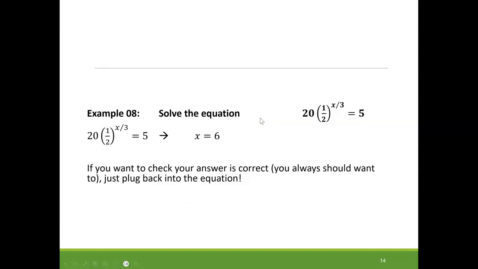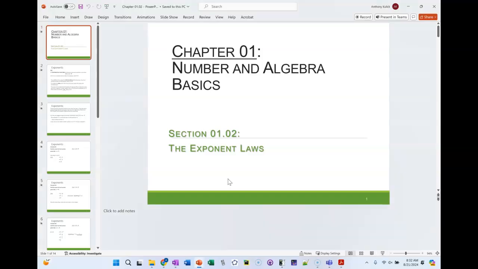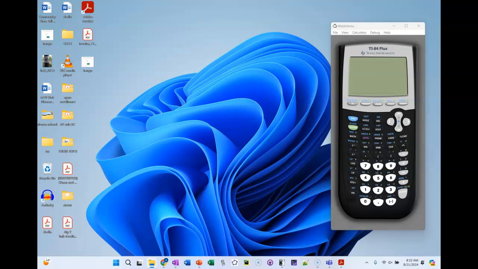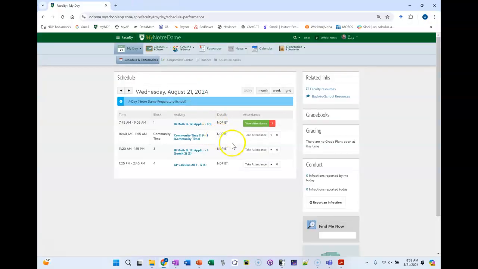All right. And, oh, yeah. When we're solving exponential equations, you can check your answer by just plugging things back in, and you see that that also does work. Right? That's it for section 1-2. That's all I really wanted to cover today.